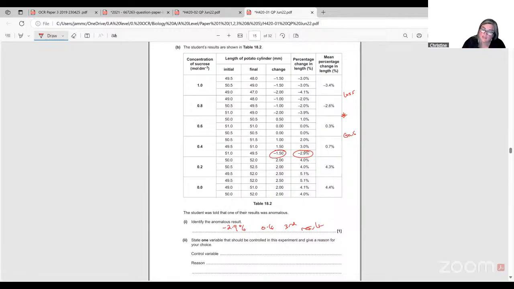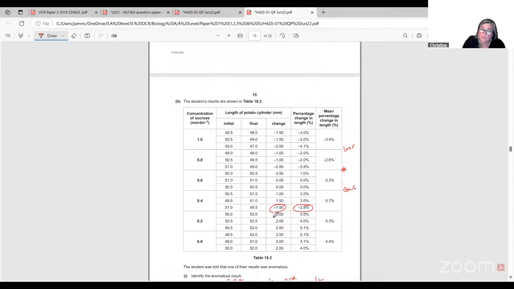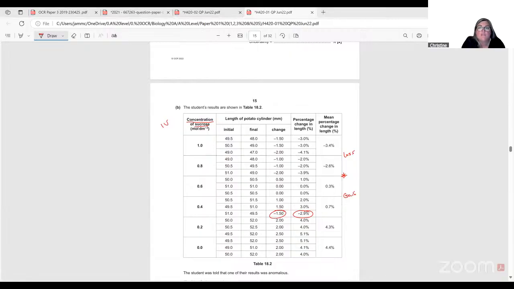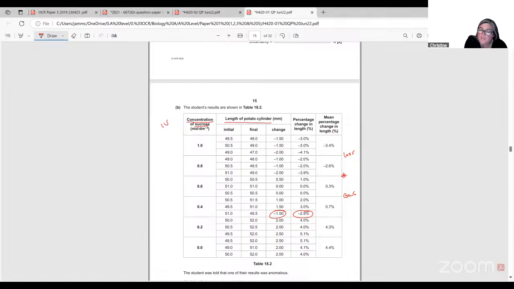And then we look at: state one variable that should be controlled in the experiments and give a reason for your choice. Right, what did they change? I went too fast there. This is my independent variable, so I changed the concentration of sucrose solution. Because I'm changing the concentration of sucrose solution, it means I need to keep everything else the same. I measured the length and then measured the length as it changed. And the reason I've done percentage change is because I couldn't keep the initial length exactly the same.